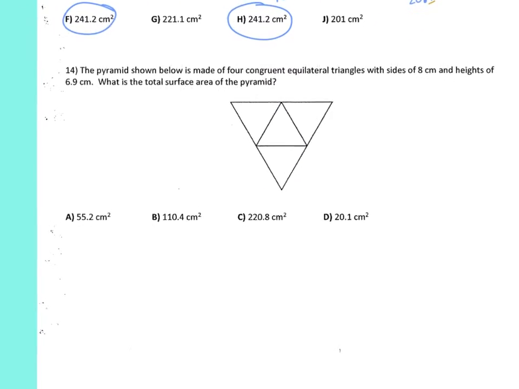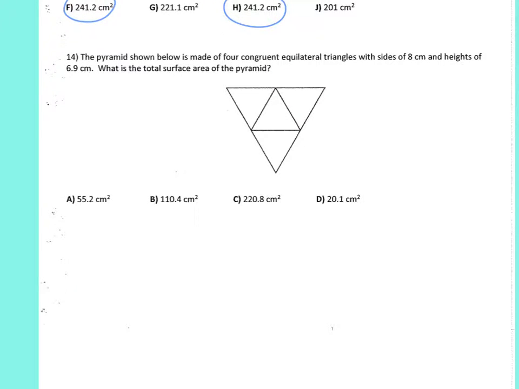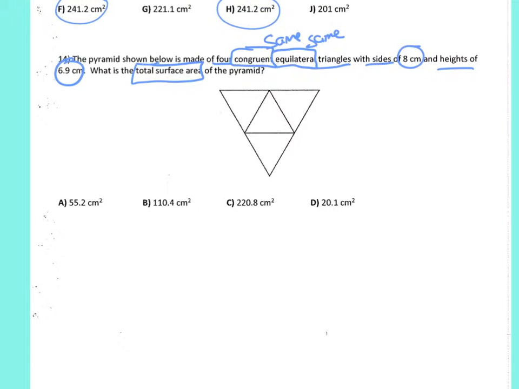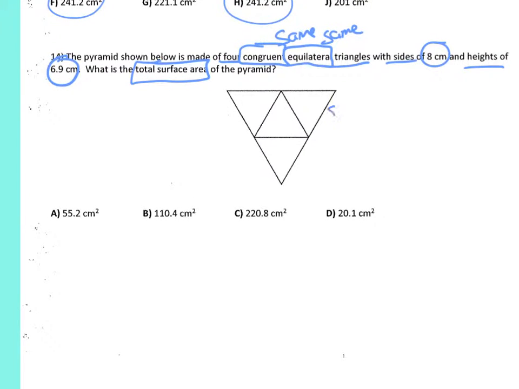Last one. The pyramid shown below is made of 4 congruent, that means same, equilateral, which also means same, triangles with sides of 8 centimeters and heights of 6.9. What is the total surface area of the pyramid? Okay, so if they're all the same, then I'm just going to find the area of 1. We're going to find the area of one triangle and multiply it by how many we see.